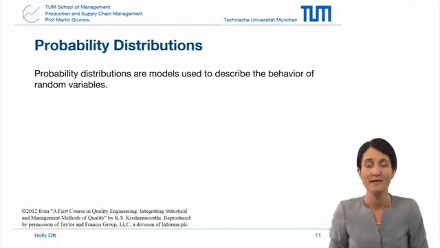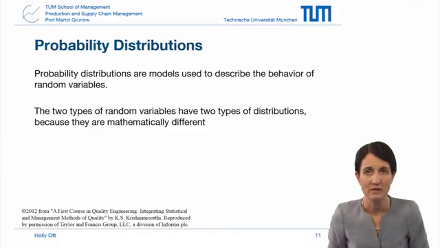A random variable may seem to behave in a haphazard or chaotic manner to us, but statisticians have found that these variables follow certain patterns and that the behavior can be captured in models. These models are called probability distributions, and they can be represented by formulas, graphs, or tables.